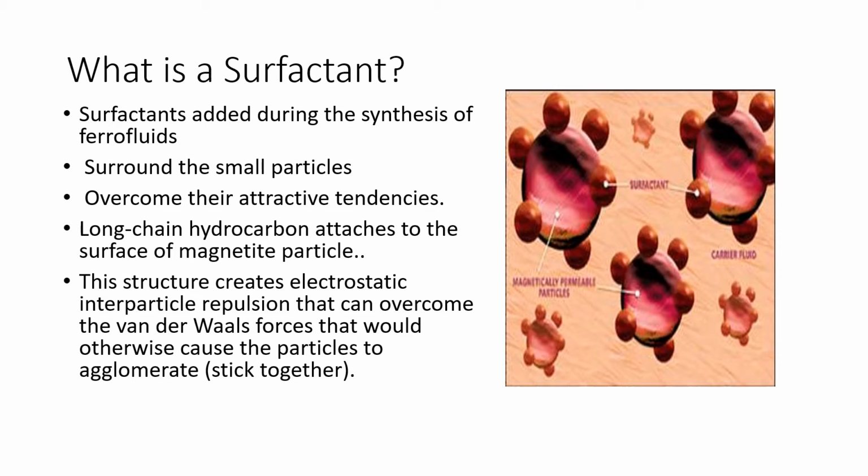A surfactant is added during the synthesis of ferrofluids in order to surround the small particles and overcome their attractive tendencies. For example, the surfactant is a long-chain hydrocarbon with a polar head that attaches itself to the surface of the magnetic particle. For my experiment, I'll be using vegetable oil to create a colloidal suspension. This structure creates electrostatic interparticle repulsion that can overcome the van der Waals forces, which would otherwise cause the particles to agglomerate.